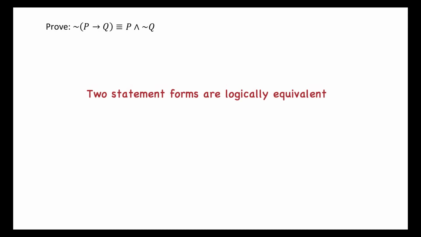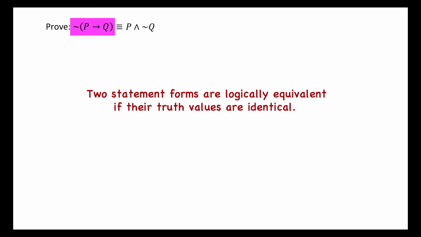In this video, we will prove that the negation of if P then Q is logically equivalent to P and not Q. We know that two statement forms are logically equivalent if their truth values are identical. So we'll construct a truth table and demonstrate that the truth values for the negation of if P then Q are identical to the truth values for P and not Q.